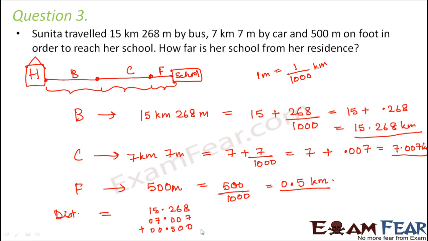Now let's add these. So 8 plus 7 is 15, so you have 1 carry forward. 6 plus 0 is 6, plus 1 carry forward, so it is 7. 5 plus 2 is 7, then you have decimal point. 7 plus 5 again is 12, and you have 1 carry forward. So 1 plus this carry forward 1, it becomes 2. So the total distance between school and home is 22.775 kilometers.